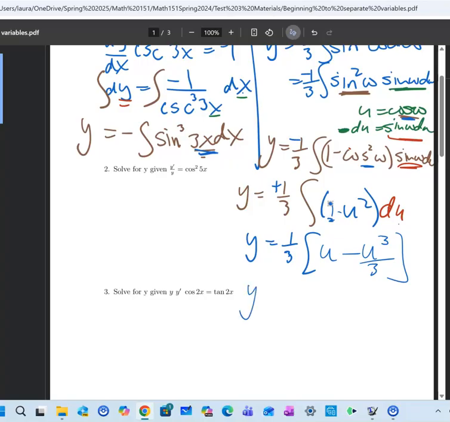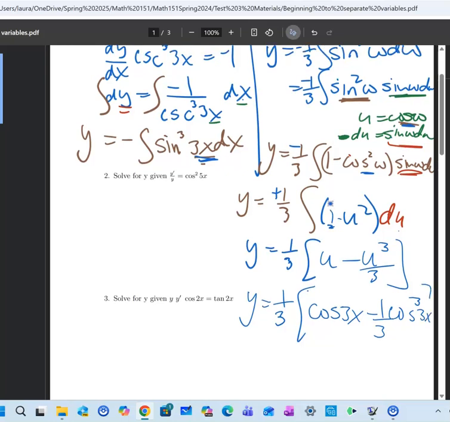Now I'm going to put all of the things back in, right? So u is equal to cosine of w, and then w was 3x, and then I have a minus 1/3, and then I'm going to put the cosine cubed of 3x back in, and then it should have a plus c. And that's the answer for number 1. All right, so let's move on to the second one.